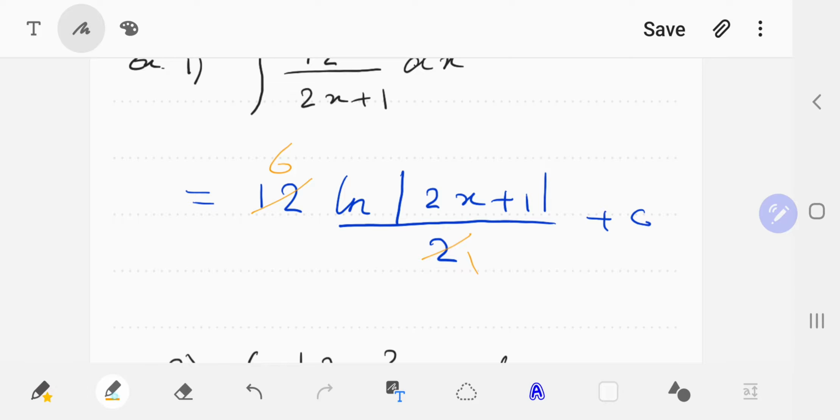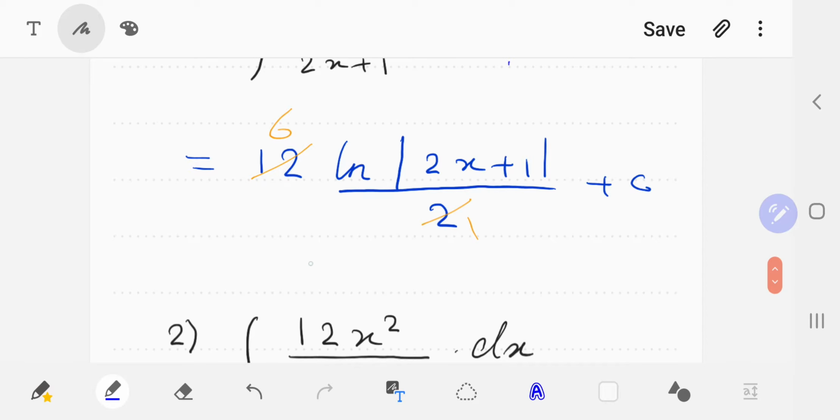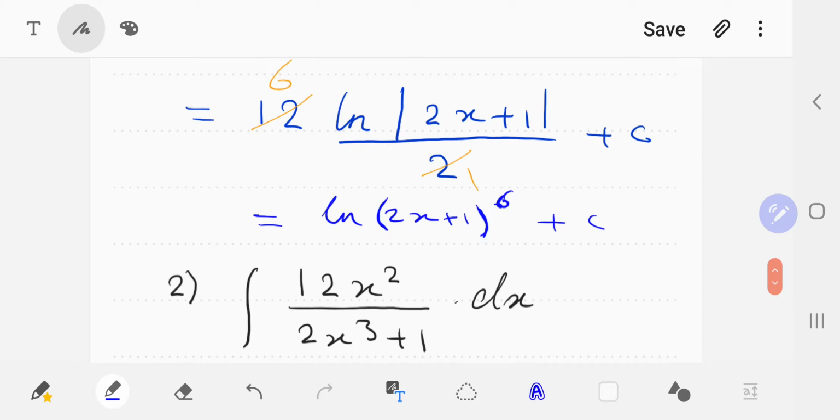If you want to go by that, after simplifying, you can use properties of ln to rewrite this as ln of (2x plus 1) all to the power of 6 plus c, and you can remove the absolute value here since the power of 6 makes sure that everything is positive. So I can write it this way if you want.